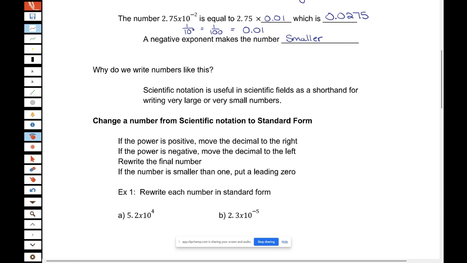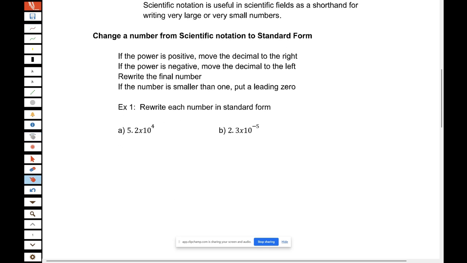So let's learn how to take a scientific notation number and change it to standard form. Standard form is just regular numbers. If the power is positive, you move the decimal to the right the number of spaces that the power says. If it's negative, you move the decimal to the left the number of places that the power says. We rewrite our final number neatly, since we may mess it up while moving. And if the number is smaller than 1, we need to put a leading 0. We don't start with a decimal; we write 0 point whatever it is.